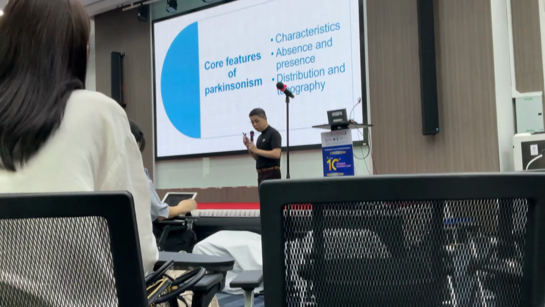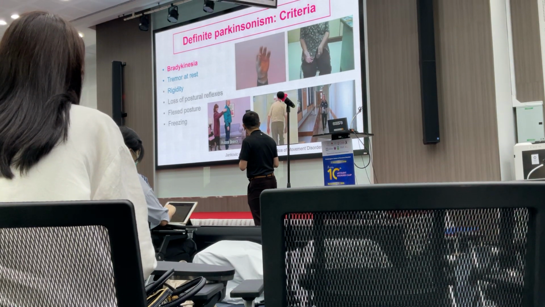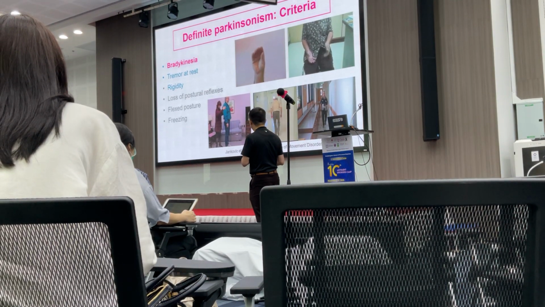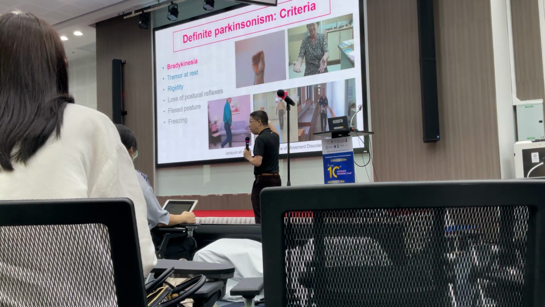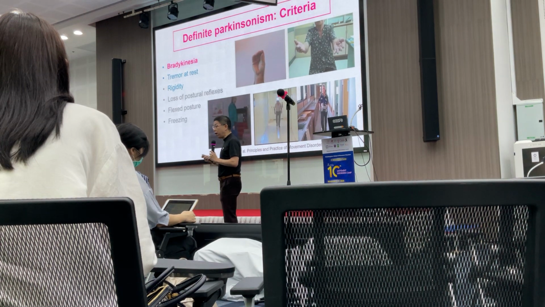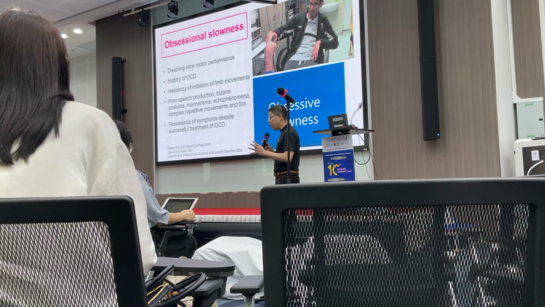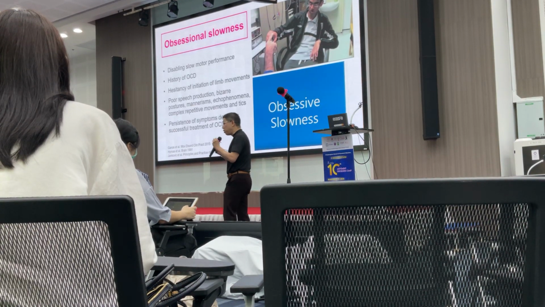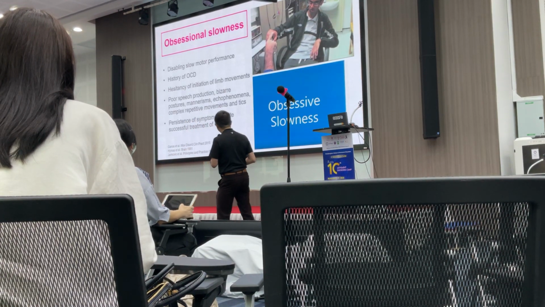Okay, let's look at the core features of parkinsonism. This is so obvious to you: bradykinesia, tremor at rest, loss of postural reflexes, flexed posture, and freezing. So this forms the diagnostic criteria for parkinsonism, in which bradykinesia is a must, right? But in clinical practice, you see patients with different forms of slowness. So I just want to share with you that when patients are slow, they are not always parkinsonian.